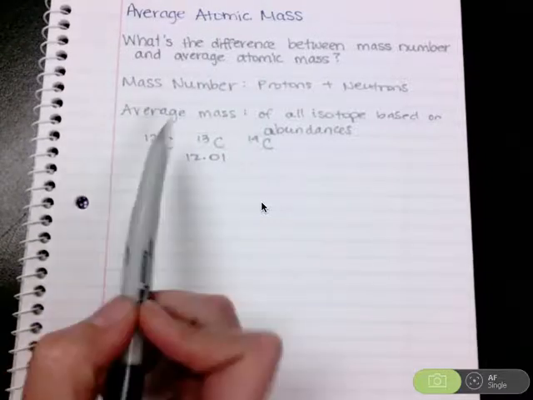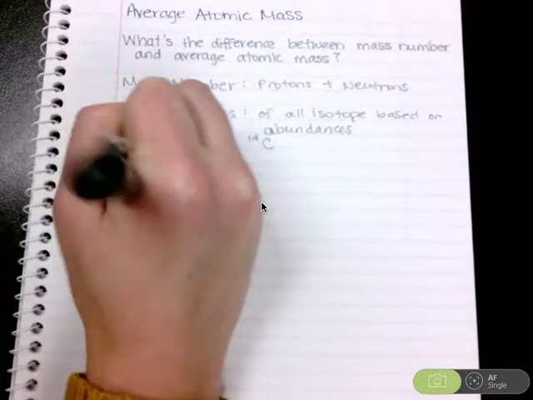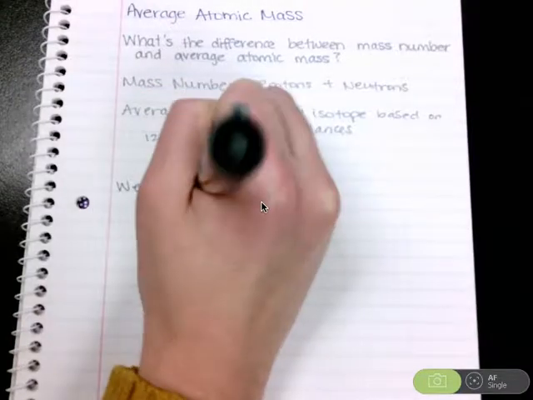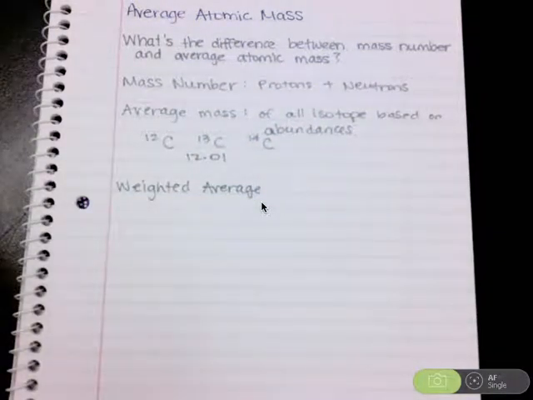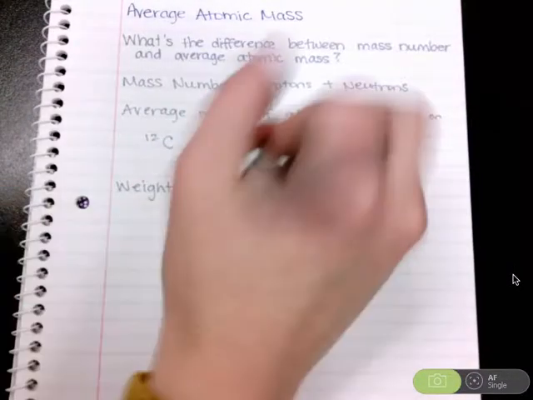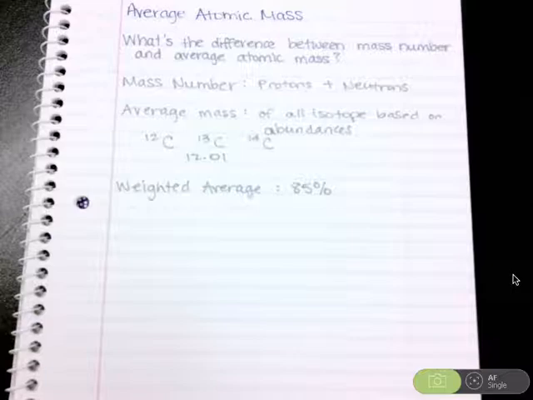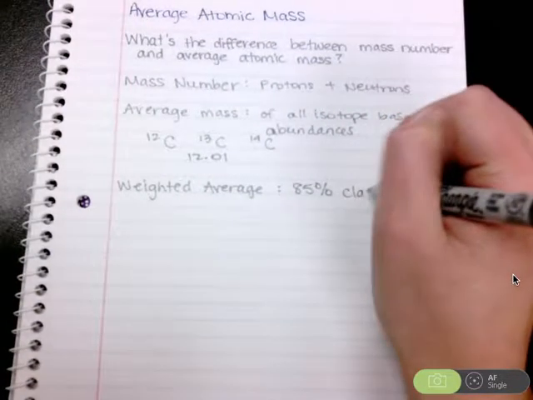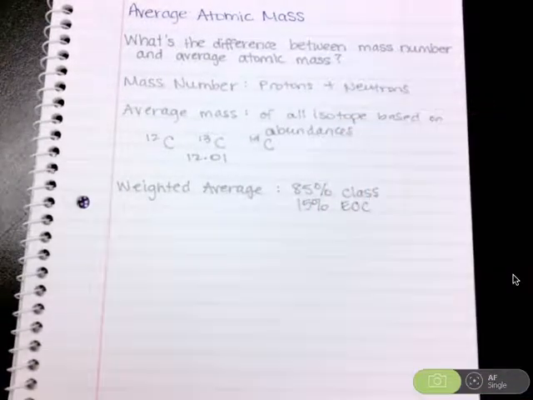This is not an average where we add them up and divide by 3, otherwise we would get an average of 13. This is a weighted average, and so we're going to talk about the math that's involved in a weighted average. So the place in your life where you've talked about weighted average the most has been with your grades. So weighted averages, if we talk about our class, 85% of your grade comes from what we do in our class, and 15% is going to come from that state EOC.